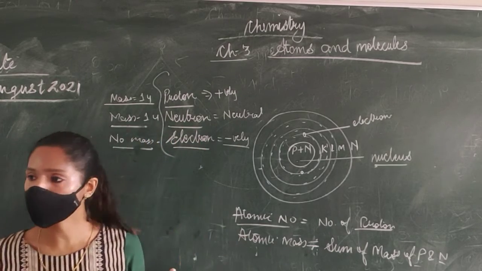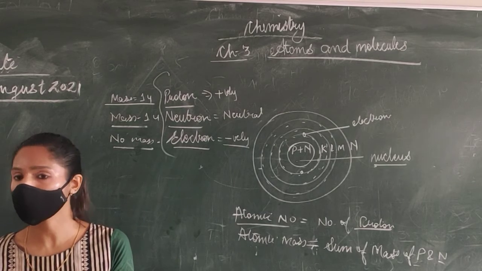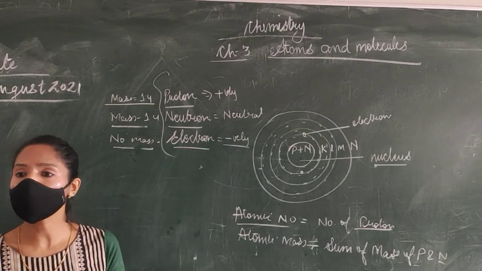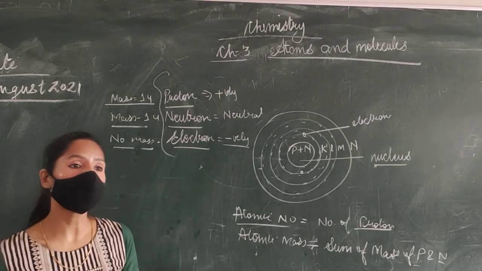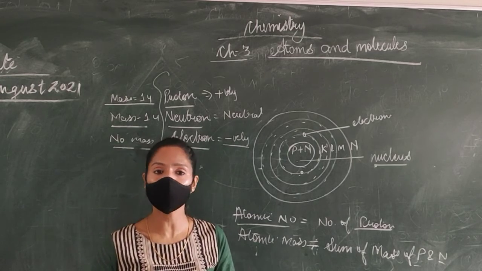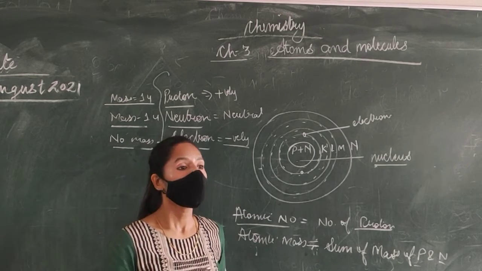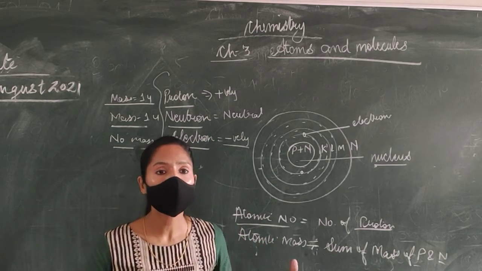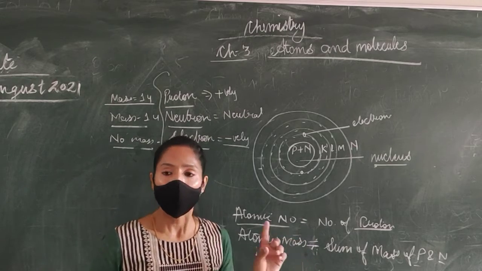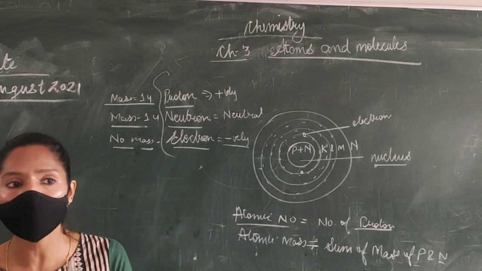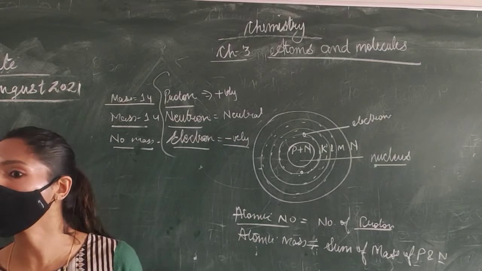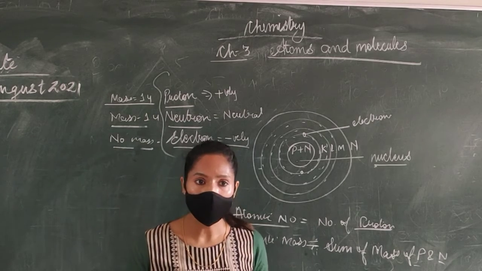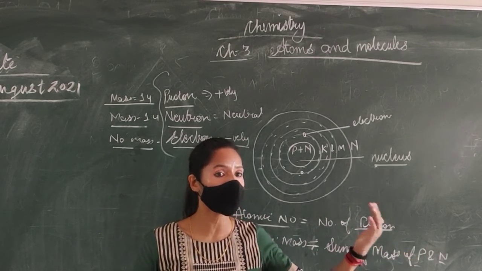So hydrogen has only 1 proton. That's why its atomic number is 1. Helium has 2 protons, so its atomic number is 2. Then lithium has 3 protons, atomic number 3, and so on. So any atom which has a specific number of protons, that is its atomic number. The atomic number of any atom will not change, even when an atom forms an ion. Atoms form an ion when they donate or accept electrons.